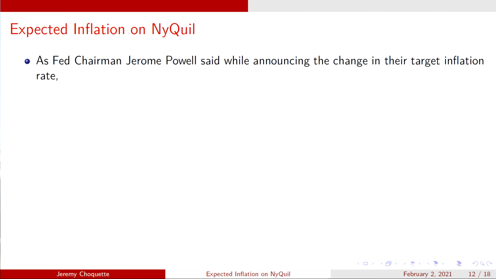So expected inflation below the actual rate of inflation can also be a bad thing. As the current Fed Chairman Jerome Powell said while announcing the change in their target inflation rate, basically going from we want 2% inflation per year to we want an average of 2% inflation per year. So if there's, say, a quarter where inflation is a little bit below 2%, they'll aim to have a quarter where inflation is a little bit above 2% so that it would sort of average out annually to 2% inflation per year.